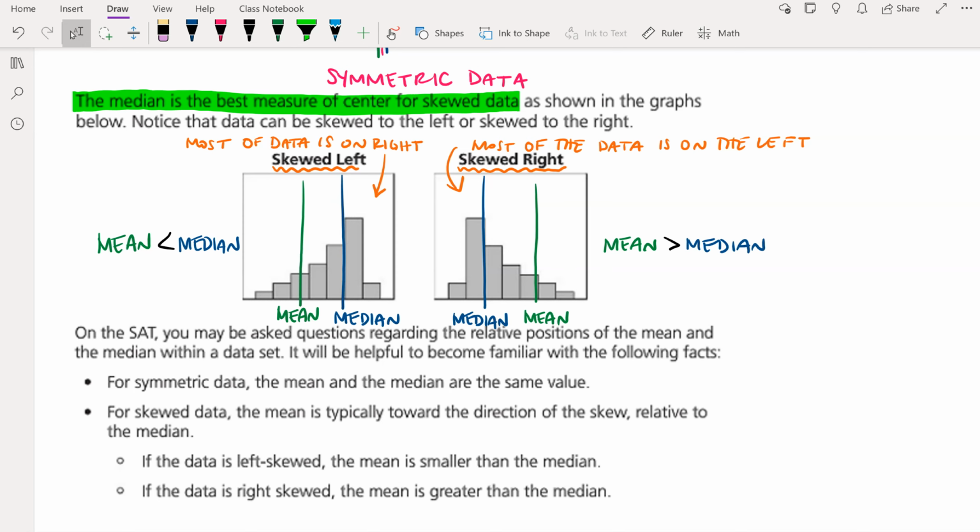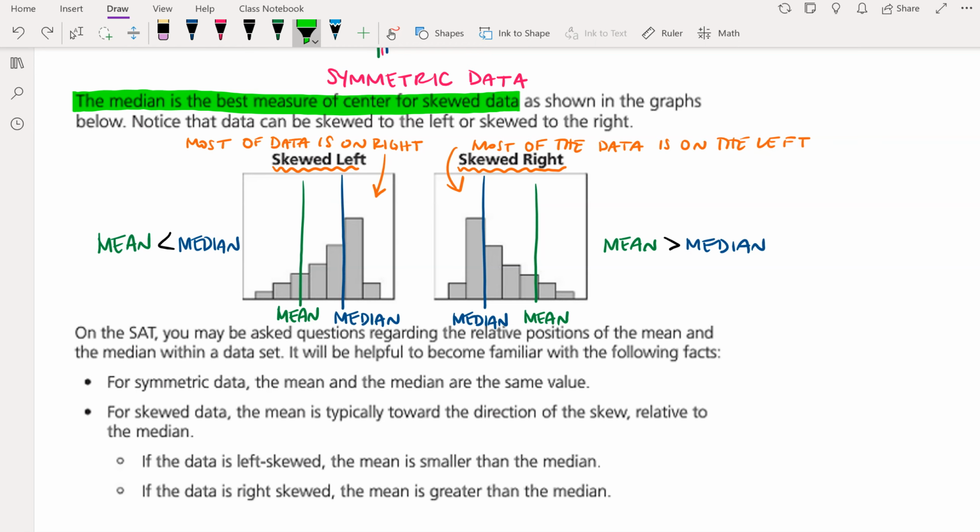And then on the SAT, you may be asked questions regarding the positions of the mean and the median within a data set. So it might give you one of these bar graphs and say, is the mean greater than or less than the median? And you'll have to know, oh, this data is skewed right, so the mean is greater than the median. Cool. So I would study this.